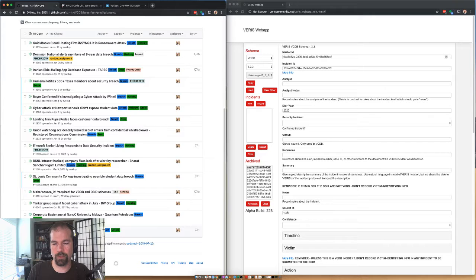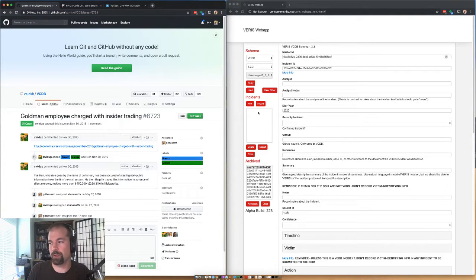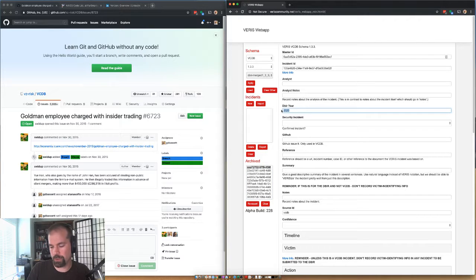This is an old one. This is from 2015, or it was opened in 2015. Because of that, when I code it, I'm going to say that it belongs in the 2016 DBIR year, because even though we're just getting around to coding it, it's really not a 2020 breach. When we record it against a certain year to do analysis, we want to record it against the year it was brought to our attention, not the year we eventually got around to it.